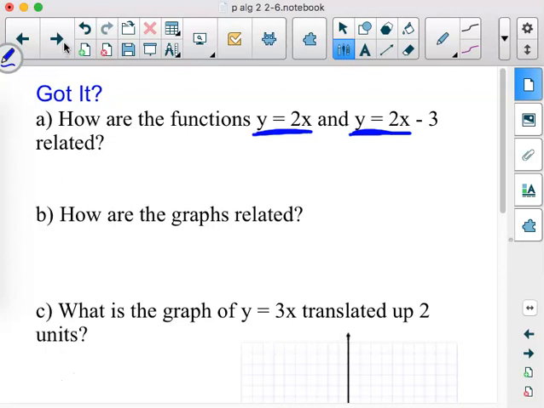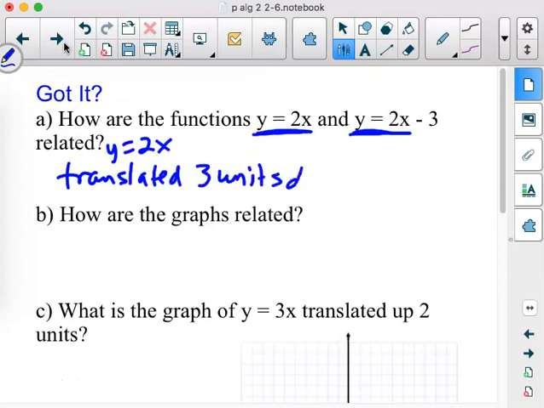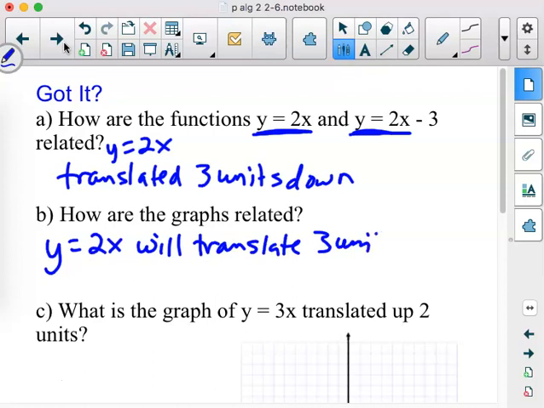So here's what I'm looking for. Does it have parentheses? Because if it has parentheses, then it's with the x, and I have to think opposites. If it doesn't have parentheses, then it's normal. Plus is up, minus is down. Oh, there's no parentheses. It's going to go down 3 units. Translated, it's y equals 2x, translated 3 units down. That's what it is. So, how are the graphs related? Well, that's exactly what we just did. Y equals 2x will translate 3 units down.